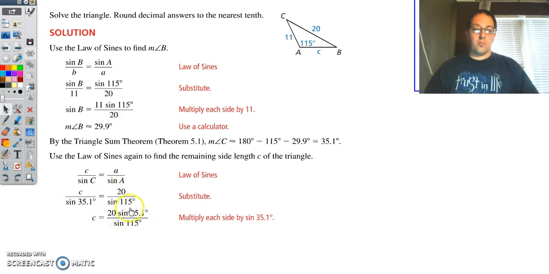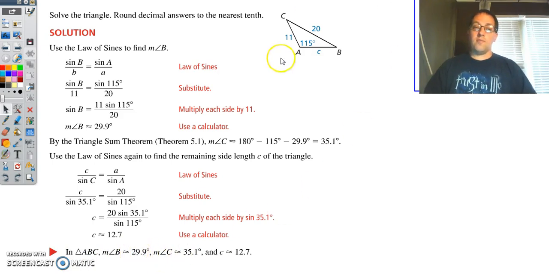Work then, cross multiply and divide. Type that straight into the calculator. You can do it just like that. And it gives you C of approximately 12.7. All right? And so there are your three missing sides and angles. And now we have solved the triangle, even though it's not a right triangle.